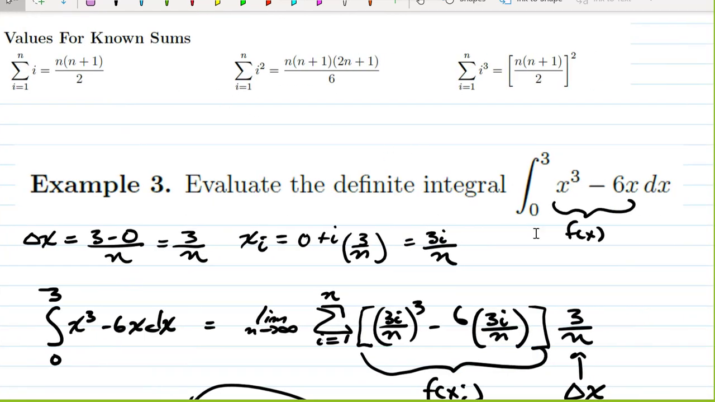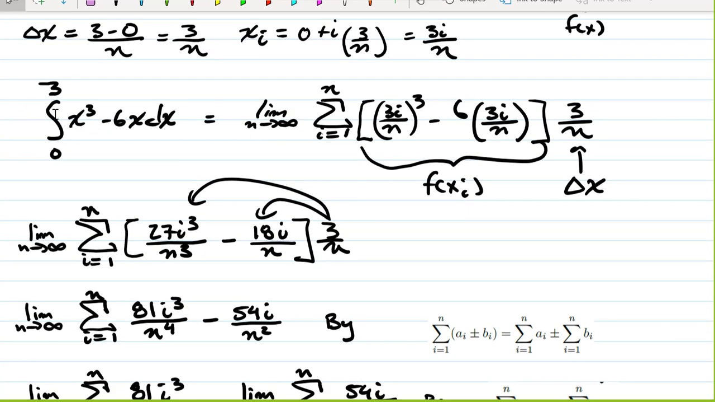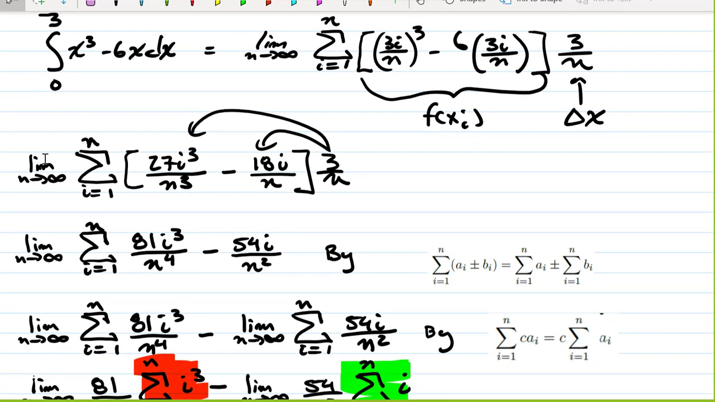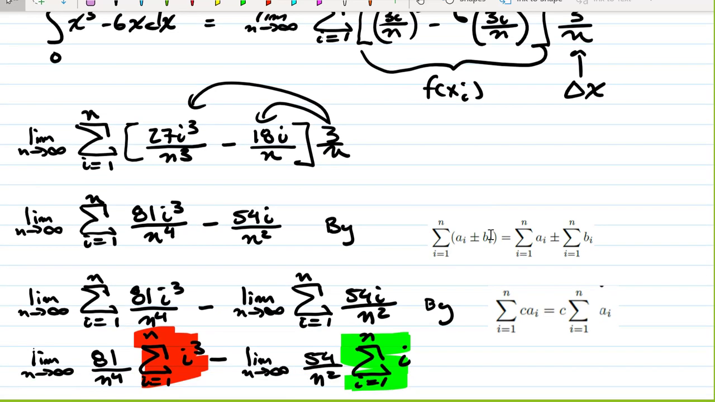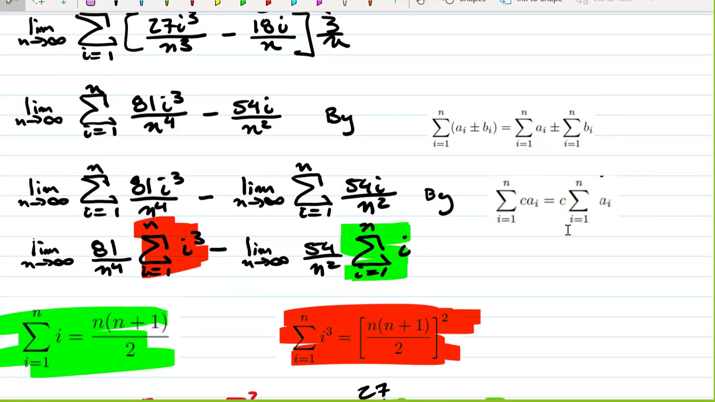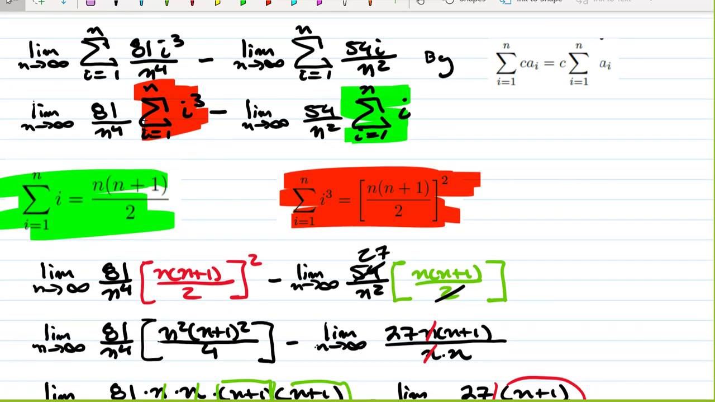So evaluate the definite integral from 0 to 3 of x cubed minus 6x dx. So that was our f of x. We created our partition. We set up our integral by plugging into our Riemann sum. We then used a whole bunch of properties of summations, distributed some things in, split our sums up, pulled out our constants, had some limits. We replaced the sums with what they were equal to.